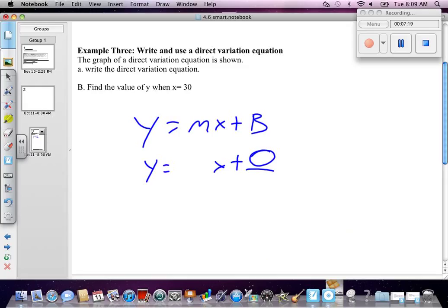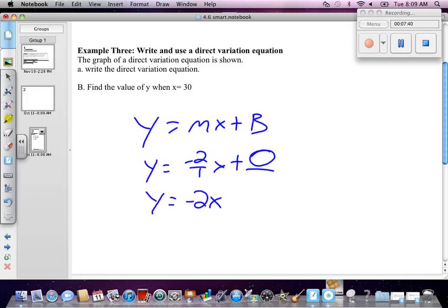What is my slope? It goes down how many over how many? Looks like it goes down 2 over 1. So that's negative 2 over 1. So it's y equals negative 2x.